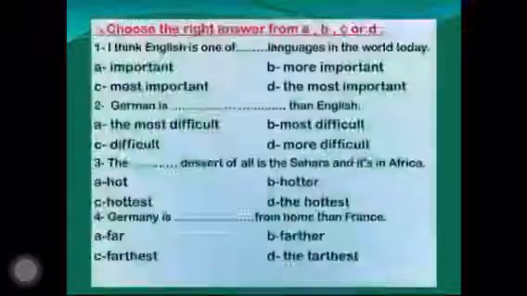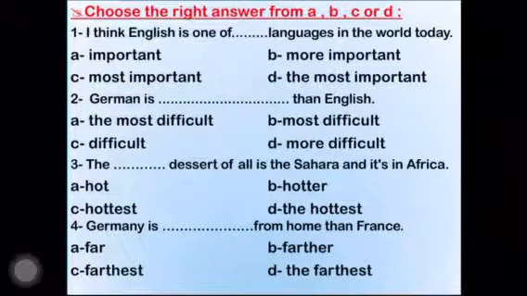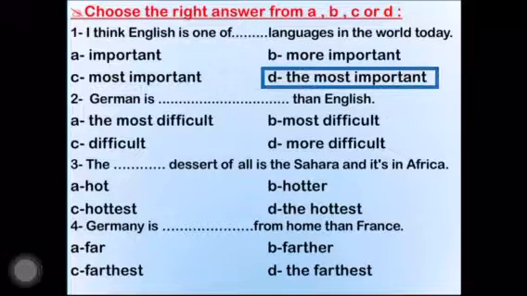Let's do this exercise together. Choose the right answer. I think English is one of the ___ languages in the world. Notice here the comparison is between English and all the languages in the world. So it is a comparison between one and a group. So the answer is the most important.